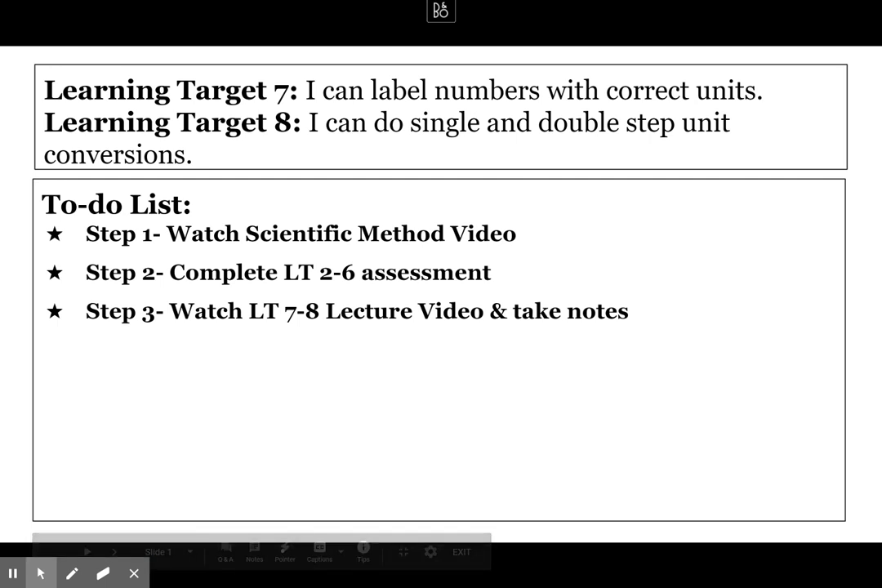Hello, everybody. So today we are going to be working towards Learning Target 7, I can label numbers with correct units, and Learning Target 8, I can do single and double step unit conversions.